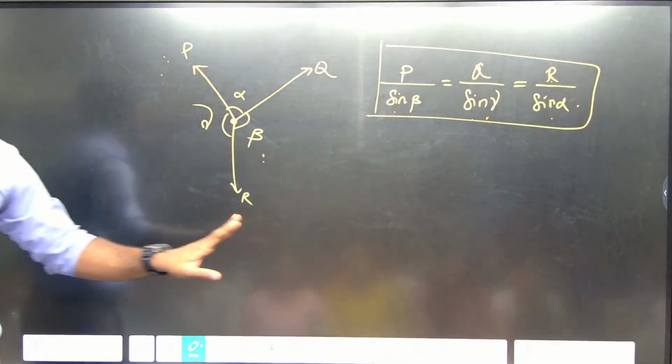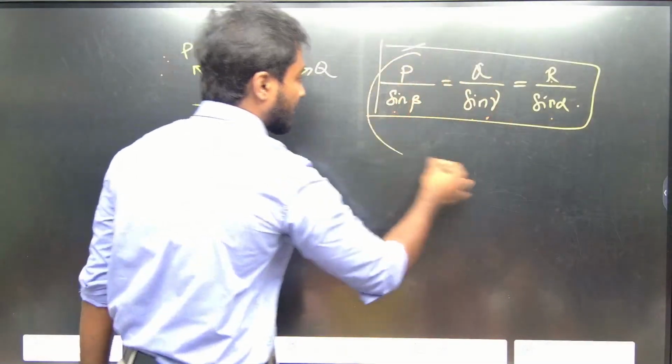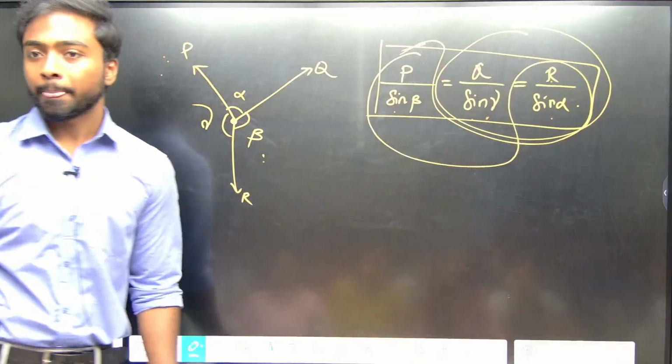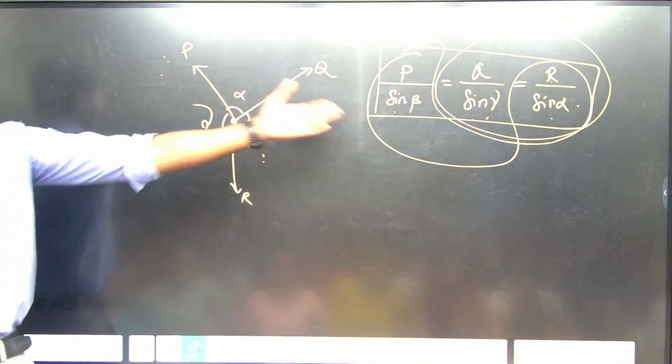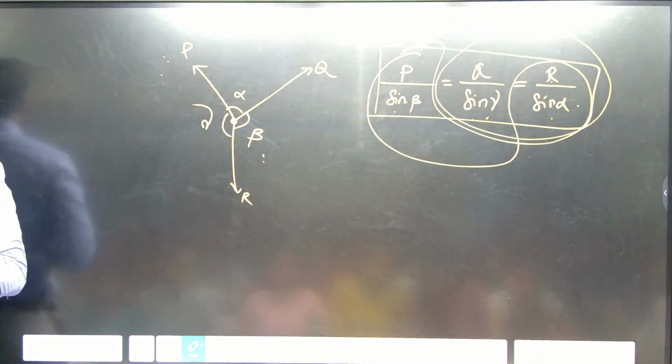That's it. So I can consider any two of these and find the unknowns. Everything is equal, no? Any two I can take and I can find the things. Any doubts here?